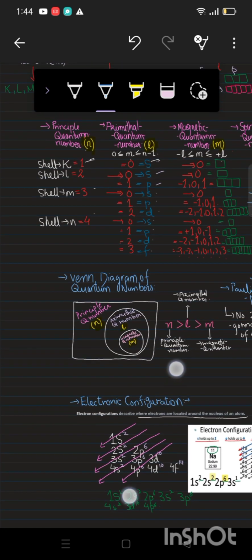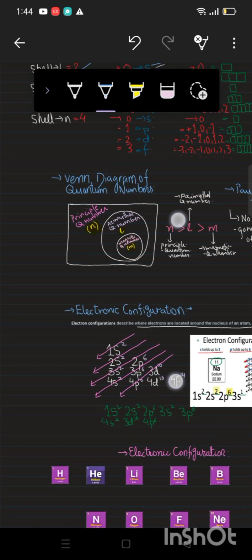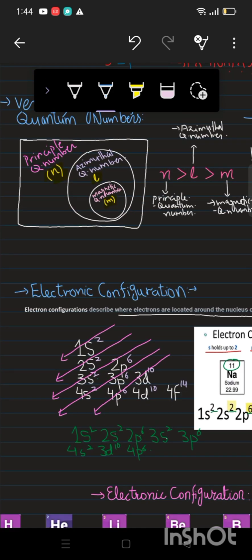Then we knew that in the second shell we have S as well as P subshells, so we wrote 2S because S is a subshell of the second shell, and 2P because P is a subshell of the second shell. That's why we wrote 2S and 2P, and S holds 2 electrons and P holds 6 electrons.